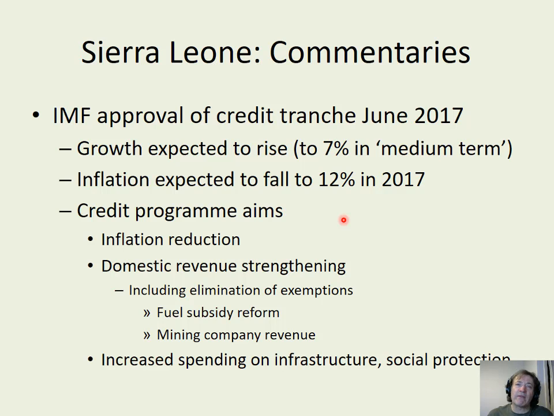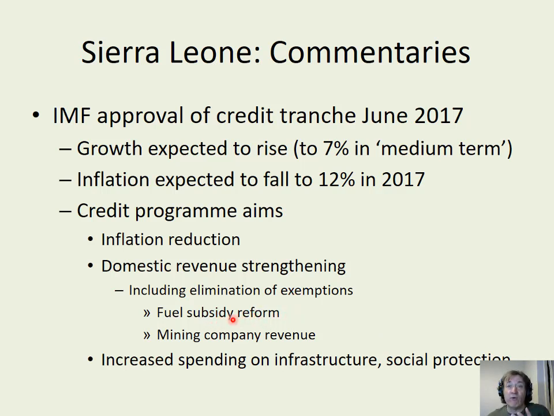And they're saying, we expect that this is going to help growth to rise to 7% in the medium term. And remember, growth was struggling a bit, at a lower level than that at the end of that period. It had just recovered from the Ebola crisis. Inflation, we expect, is going to fall to 12%. So inflation was really running away. And so the aims of the program were to carry on this inflation reduction and strengthen domestic revenue, because that's a problem: government spending tends to run ahead of what they can raise themselves, which means they have to rely on grants and so on.